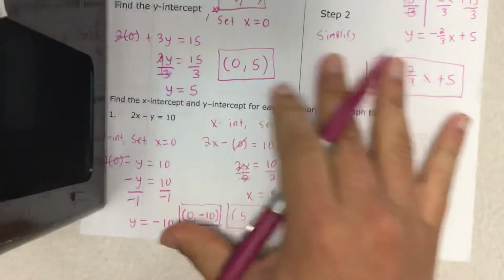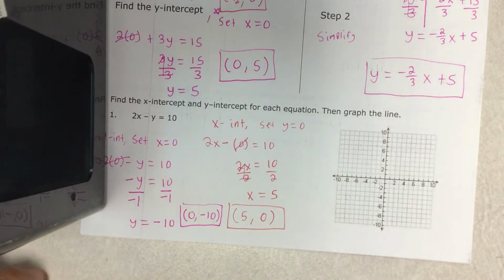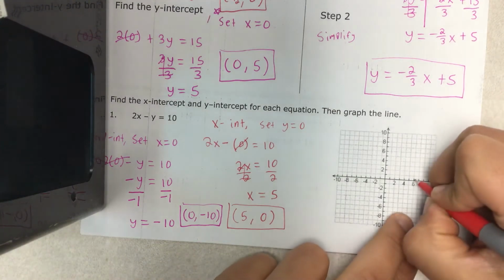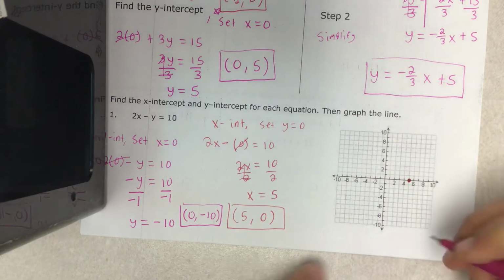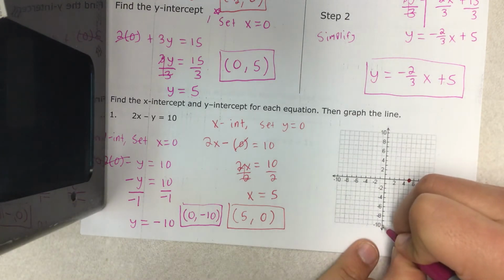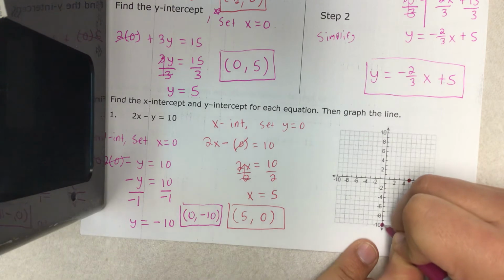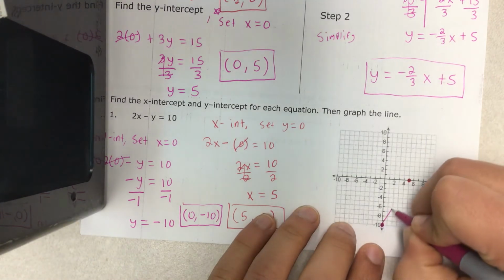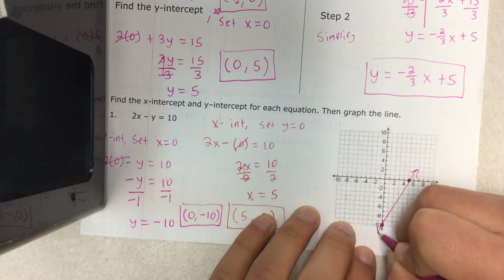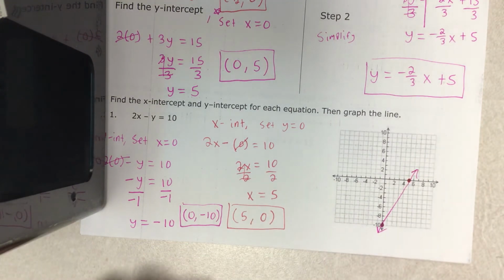Now we can go and graph it. So 5, 0, that's my x-intercept. Graph that right there. 0, -10 is my y-intercept. I graph that down there, okay? And those are the points, okay? And then it says to graph the line, so we can connect the dots if we need to. But if it just asks you to graph the x and y intercepts, this would be a perfectly fine answer. But if it says to graph the line, then we just connect the dots, right? Draw some arrows at the end. Boom, perfect. Okay, that's it.